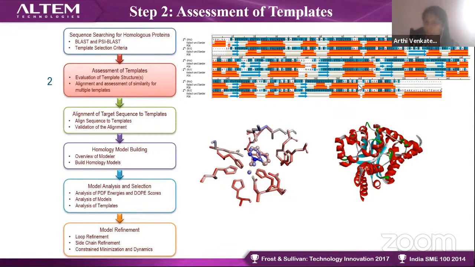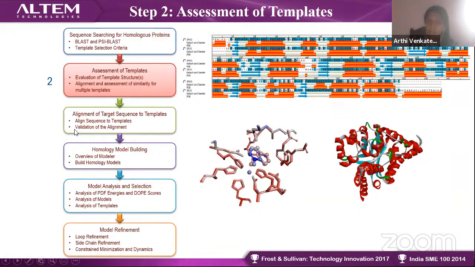Once you have opened your template sequence, you can see the identical regions. Here the arrow marks represent the alpha helix as well as beta pleated sheets and so on. You can see those criteria, the homologous region, and you can finalize. For this protein you get 44% identity, and based on that identity, you can predict your model. This is how the assessment of template works.